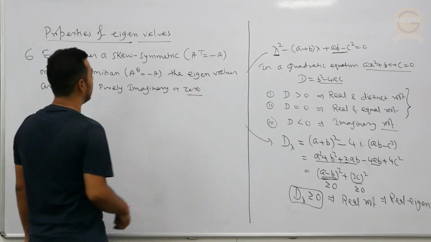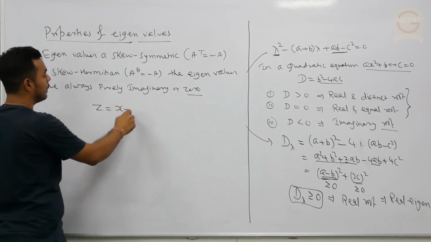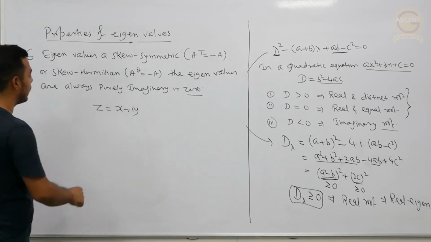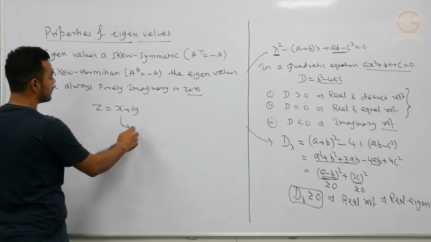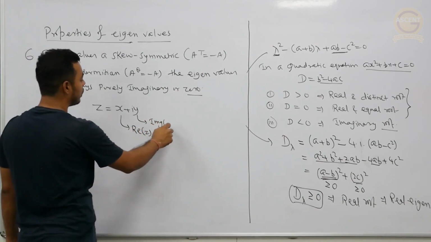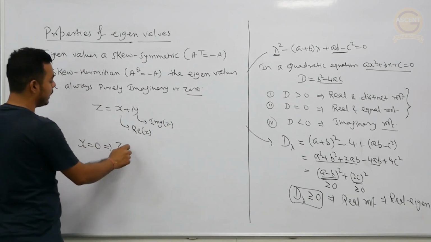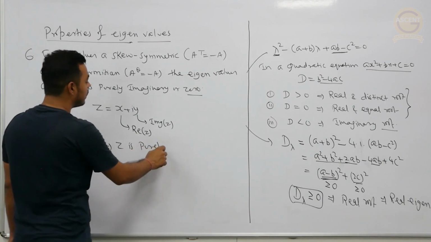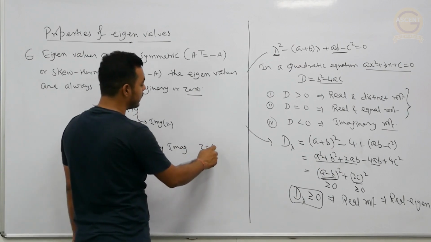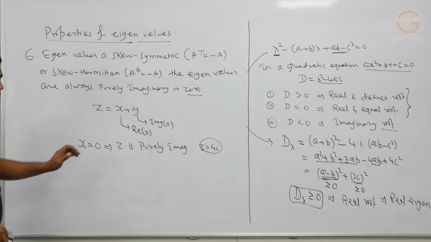Purely imaginary means the real part is zero. If you have a complex number, any number can be written as z equals x plus iota y. This x is called the real part of z, and y is called the imaginary part of z. So if x is 0, z is purely imaginary. For example, z is 4 iota. This is a purely imaginary complex number because the real part is 0.